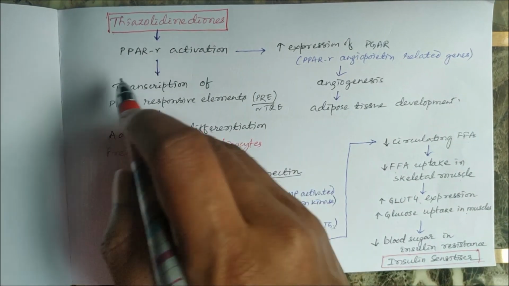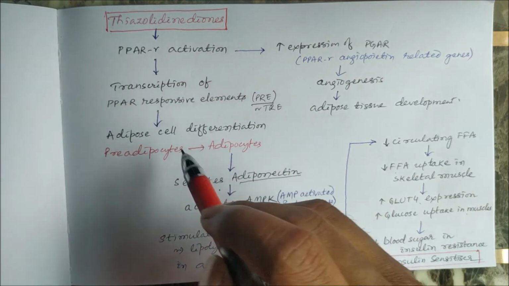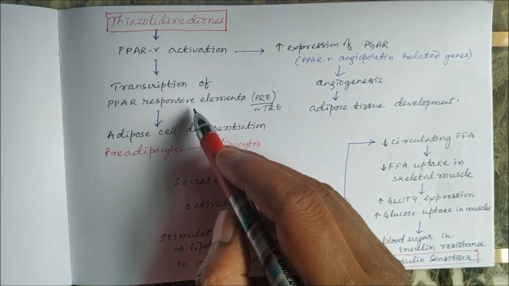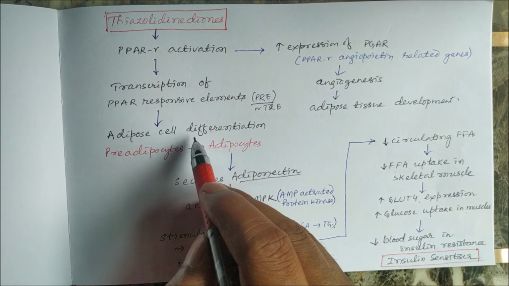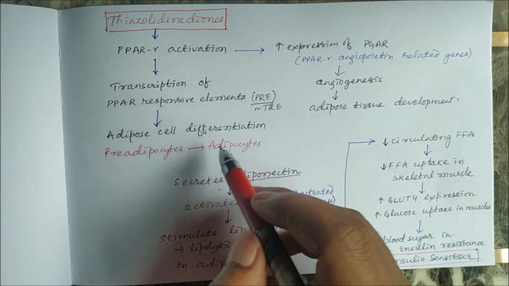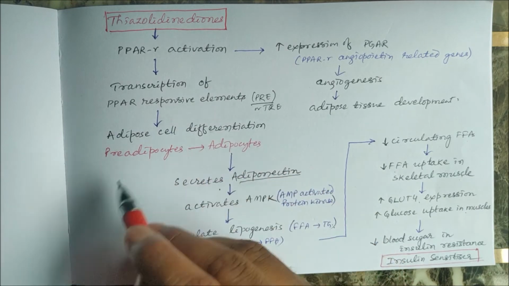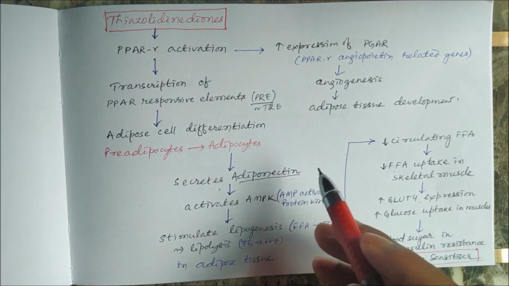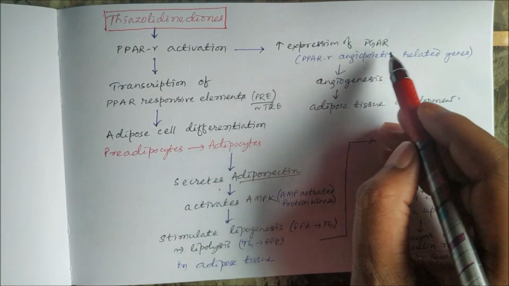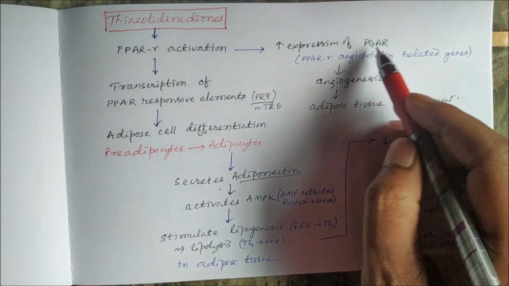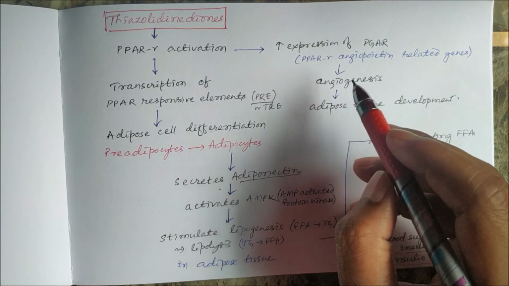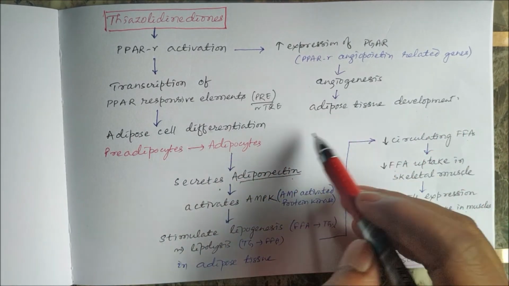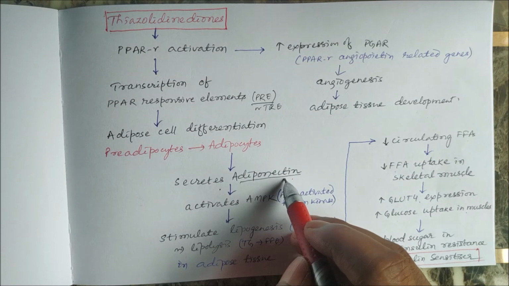So thiazolidinediones activate the PPAR gamma receptor, and this causes the transcription of PPAR response elements or thiazolidinedione response elements, and this causes adipose cell differentiation. So adipose cell differentiation will lead to formation of adipocytes from pre-adipocytes. These adipocytes secrete adiponectin, and this PPAR gamma activation also increases the expression of angiopoietin-related genes, which increases angiogenesis, that is blood vessel formation. So blood supply increases, so there will be adipose tissue development. So the more the adipose tissue development, the more secretion of adiponectin.